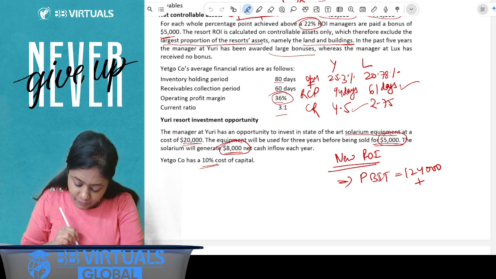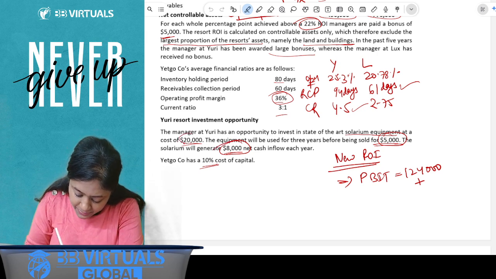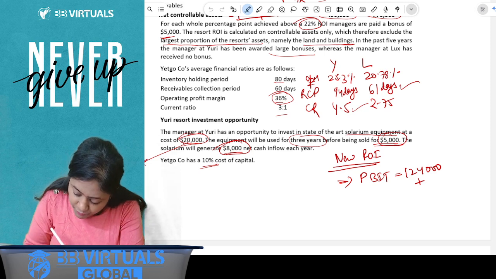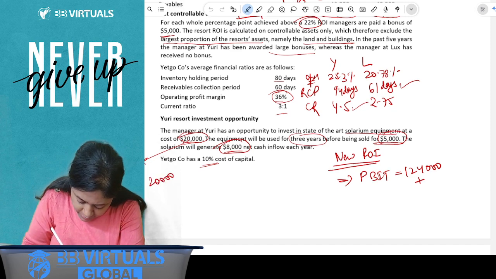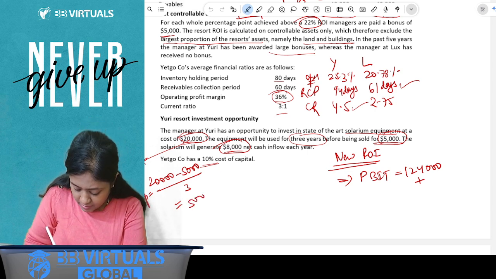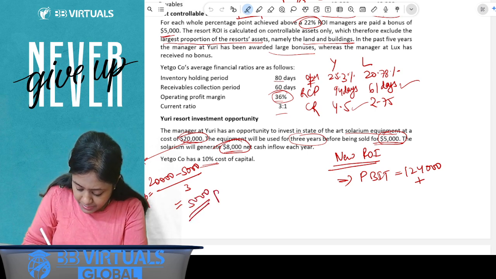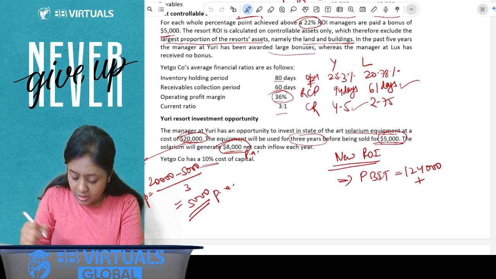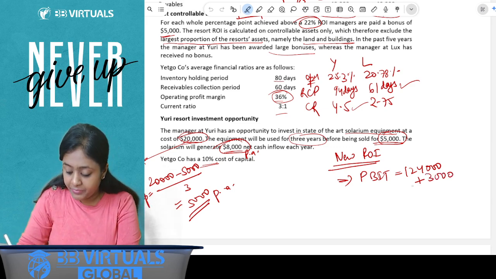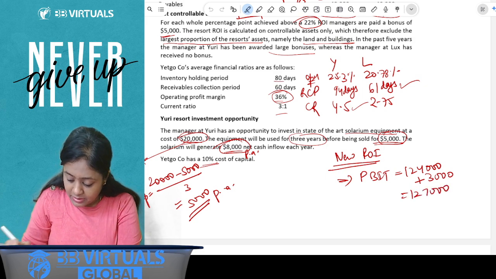8,000 is the net cash inflow. The outflow, the expense, will be depreciation. It is given here: 3 years is the life, and it is going to be sold for 5,000. So depreciation will be 20,000 less 5,000 divided by 3. 15,000 by 3 is 5,000. So 5,000 is the depreciation per annum. Cash flow each year is 8,000. So the net effect is 3,000, right? So here I will add 3,000 each year, which will be 1,27,000.